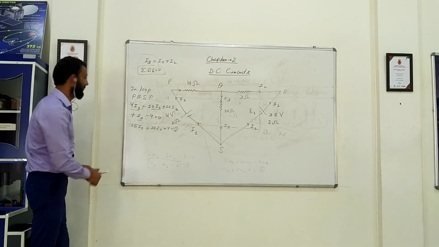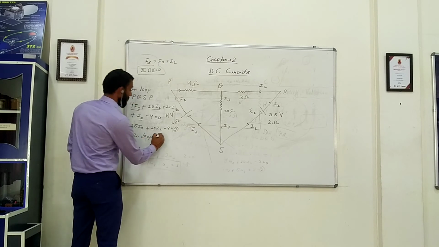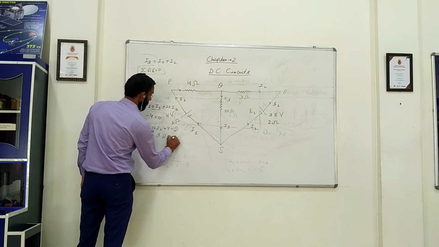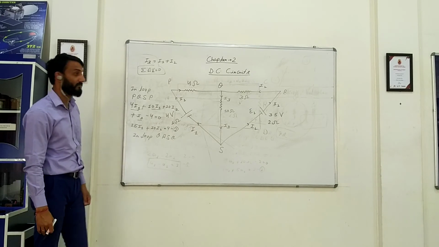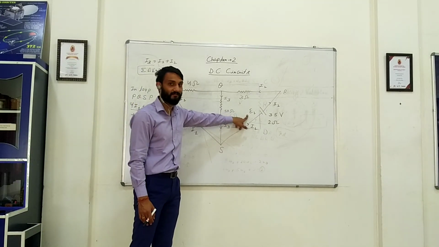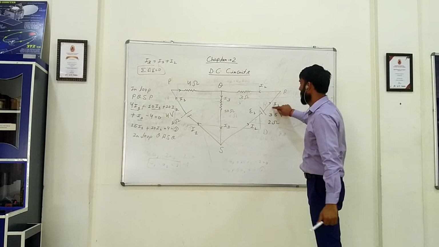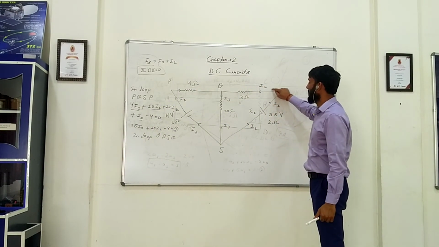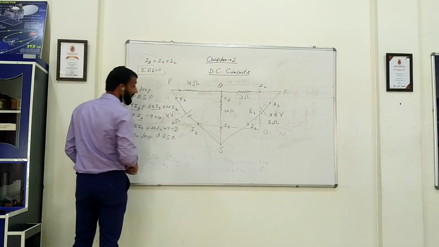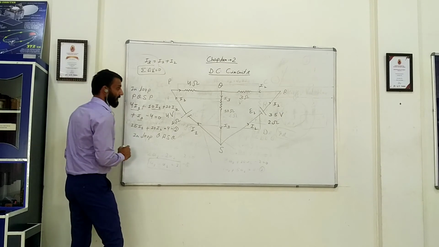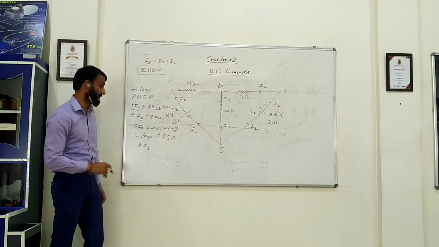Now in the other loop, in loop QRSQ, where will we start from? We'll start from the positive of the battery. Here we have started. I2 multiplied by this. Positive or negative, you think? Positive. Why? Moving in the direction of current.